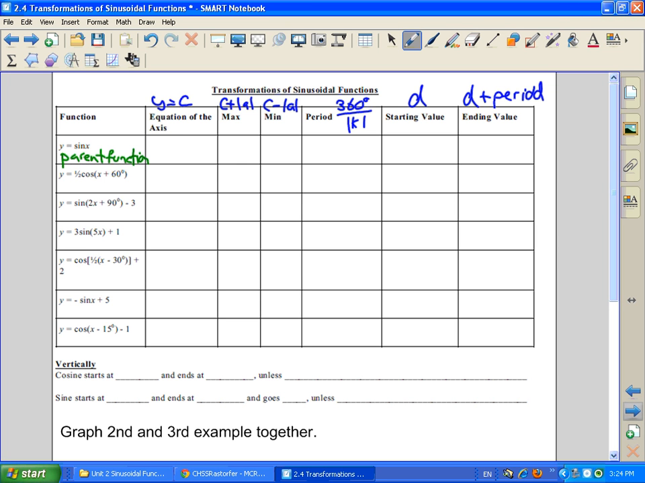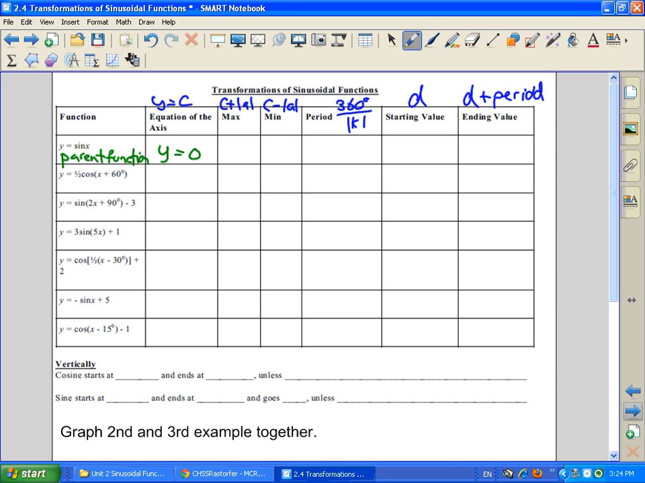Let's take a look. Equation of axis, ladies and gentlemen. Again, c is 0, so it's going to be y equals 0. Taking a look at your maximum. Again, our amplitude is 1 and c equals 0.